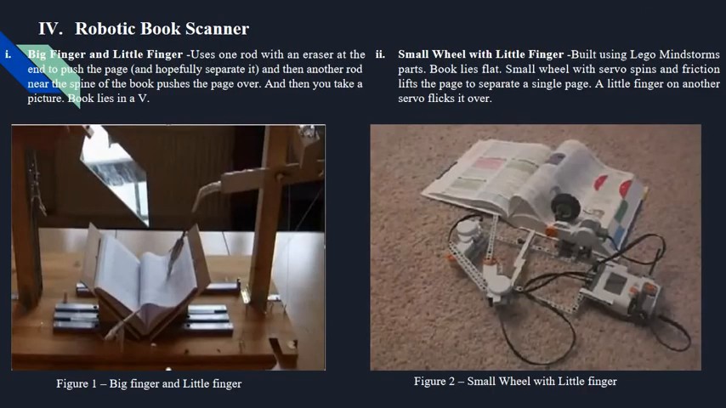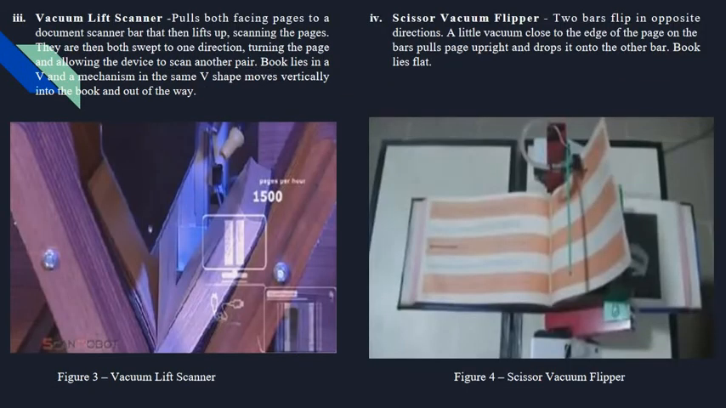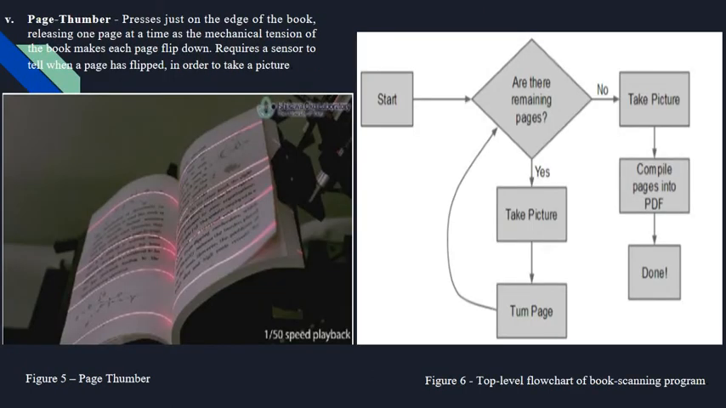In the fourth paper, robotic book scanner, they have used different mechanisms for page turning: big finger and little finger, and a small wheel with little finger, where the wheel creates friction and lifts the page and the little finger flicks it over. Then the vacuum lift scanner, scissor vacuum flipper and the page turner. Such different mechanisms they have used.